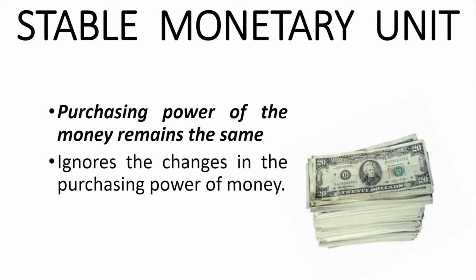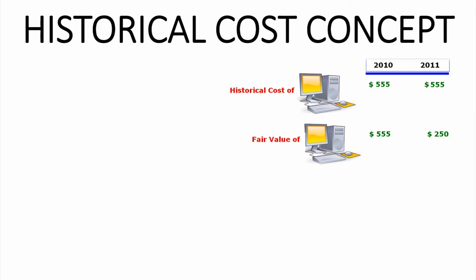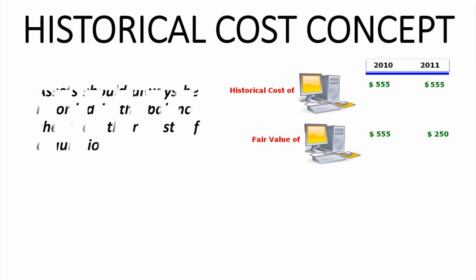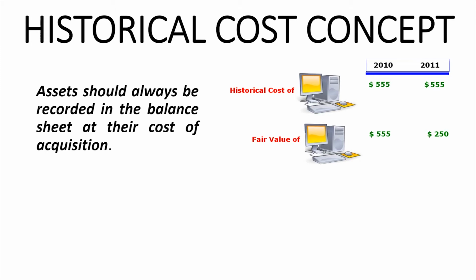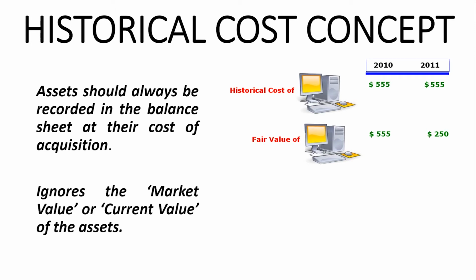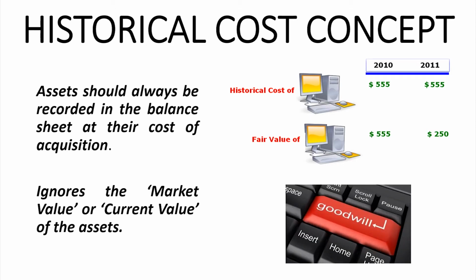Next one is historical cost concept. According to this concept, assets should always be recorded in the balance sheet at the cost of acquisition. This concept ignores the market value or current value of the assets. For example, goodwill is not recorded if nothing is being paid for it.